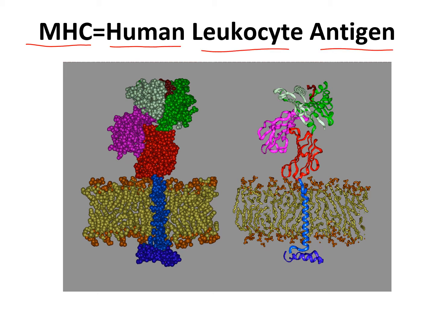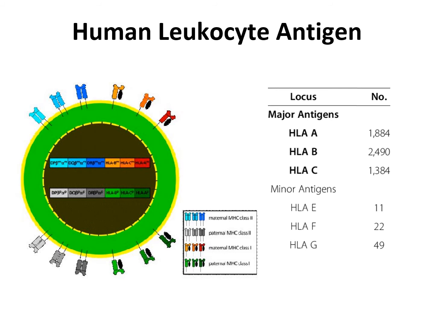Because remember, the CTLs are patrolling your body and they are actually looking for antigens that would activate them. So these are the human leukocyte white blood cell antigens. And these are molecules that you find on the surface of the cells. They are glycoproteins. They are part of the human glycocalyx. Human leukocyte antigens are found on the surface of all your cells.